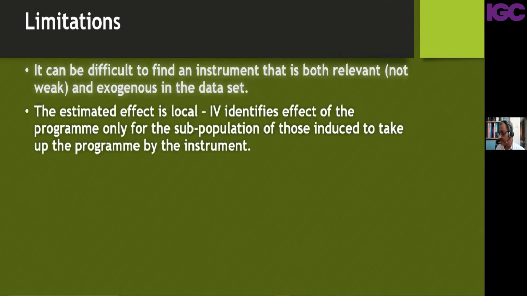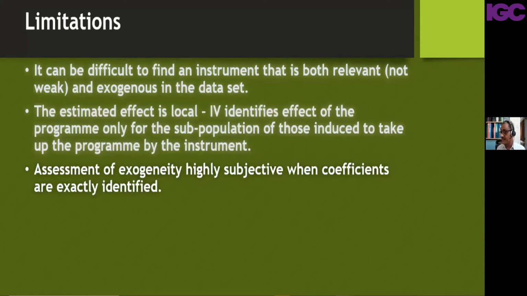Now, the estimated effect when you use the instrumental variables method is the local average treatment effect. It identifies the effect of the program only for the subpopulation of those induced to take up the program by the instrument. So you are only able to capture the variation which is brought about by the instrument. And of course, there are problems in the assessment of exogeneity that is highly subjective when the coefficients are exactly identified. That is your m equals k.